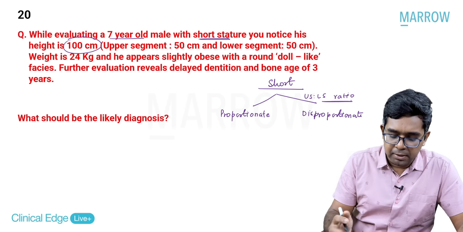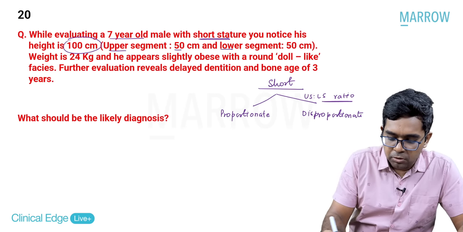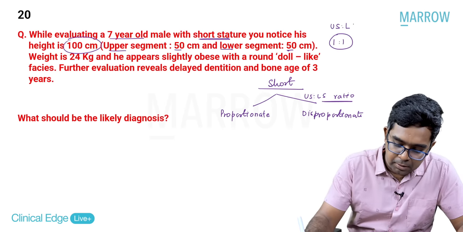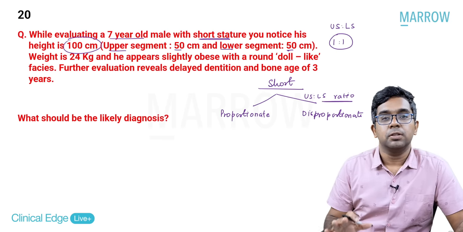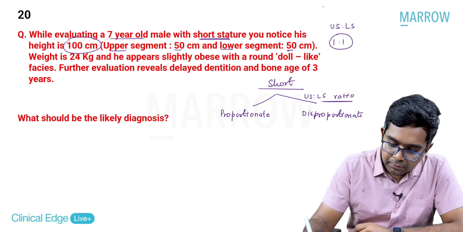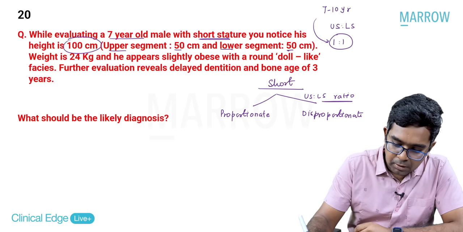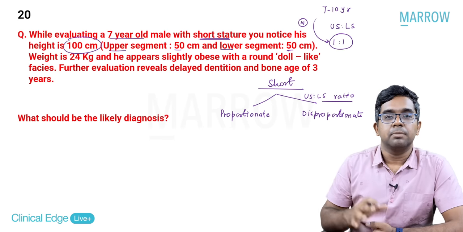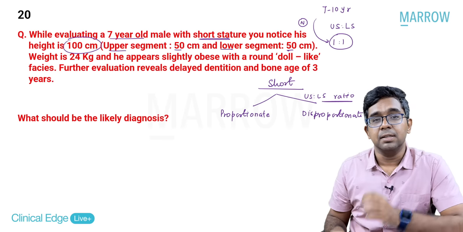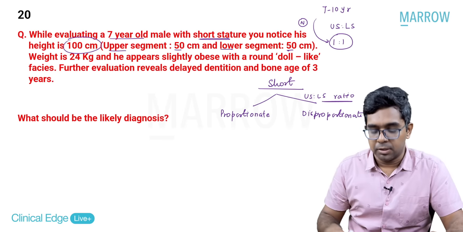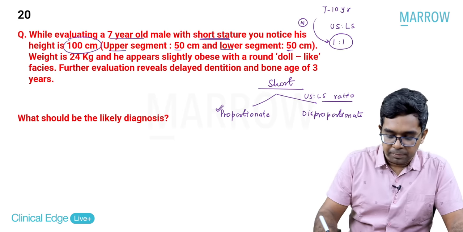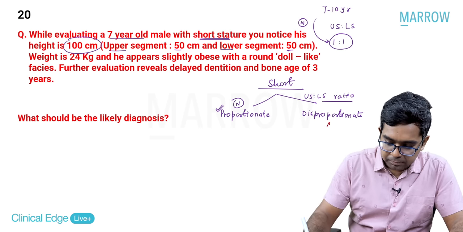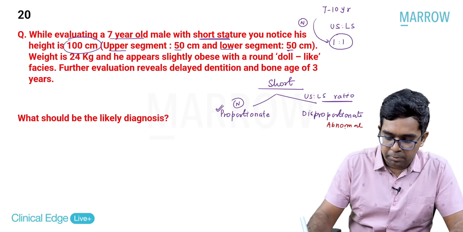Now, in this particular child, it is clearly written upper segment is 50 and lower segment is also 50. So, what is the ratio for this child? It is 1:1. Is it a normal ratio for this child or an abnormal ratio? Remember, for a 7 to 10 year old child, the normal ratio itself is 1:1. So, I will say in this particular child, the upper segment, lower segment ratio is normal for that age. In other words, is this a proportionate or a disproportionate short stature? Definitely, it's a proportionate short stature. Okay, if the ratio is normal, you call it proportionate short stature. If the ratio is abnormal, then you call it disproportionate short stature.